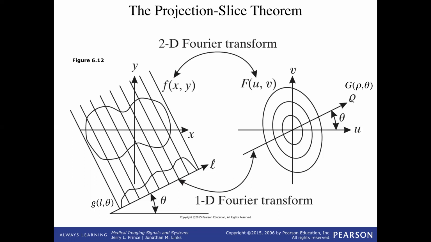This is called the projection slice theorem. It's like a slice through Fourier space from these projections. So it's a slice in one and projections in the other.